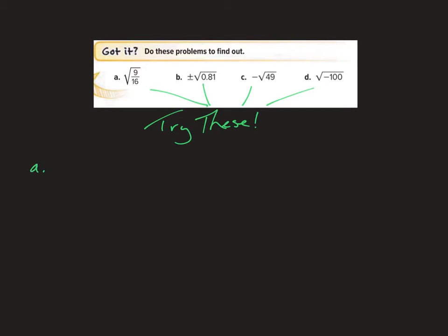So for problem A, we're being asked to find the square root of 9 over 16. And basically, I'm just taking the square root of each individual fraction. So the square root of 9 is 3, because 3 times 3 equals 9. And the square root of 16 is 4, because 4 times 4 equals 16. For problem B, I'm being asked to find the positive and negative square root of 0.81. And my answer is positive and negative 0.9.